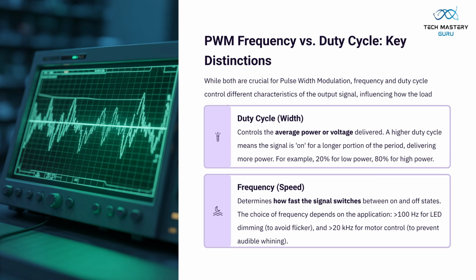PWM frequency and duty cycle control different characteristics. Duty cycle, or width, dictates the average power delivered. Frequency, or speed, determines how fast the signal switches. Correct choices prevent issues like LED flicker or motor whining.